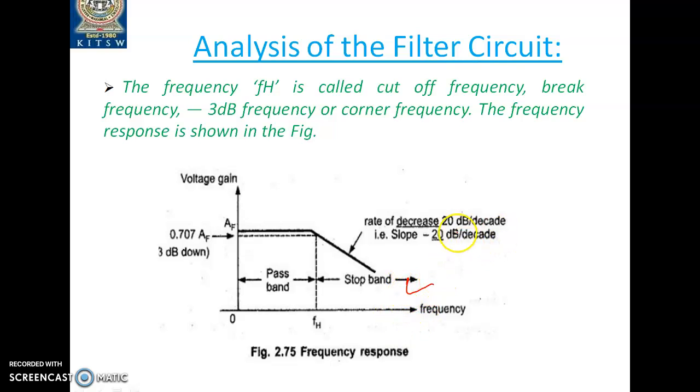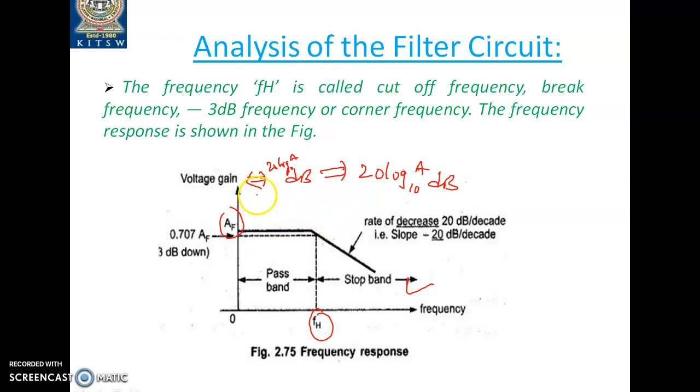Okay, so the frequency FH, which is nothing but the higher cutoff frequency, we can also call the break frequency or 3 dB down, because this is the maximum. Okay, this is the voltage gain, the linear value. If you want to convert this into decibels, you will have 20 log A to the base 10. So that is how we convert into decibels: 20 log A to the base 10 dB.